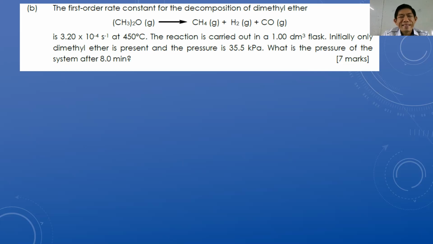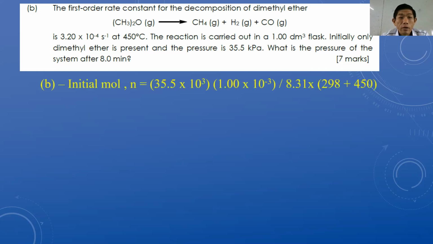Now, maybe if I just explain like this, you won't be able to understand. So allow me to show you the step-by-step of how to solve this question. First of all, you use the ideal gas equation, PV equals nRT, to calculate the initial mole of the reaction. So you get n equals PV over RT.